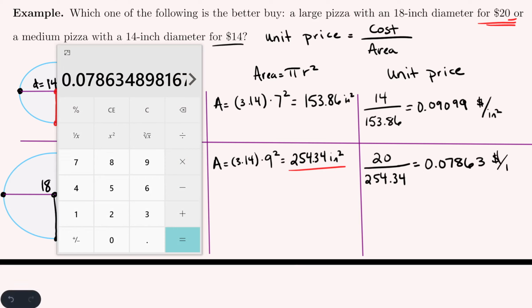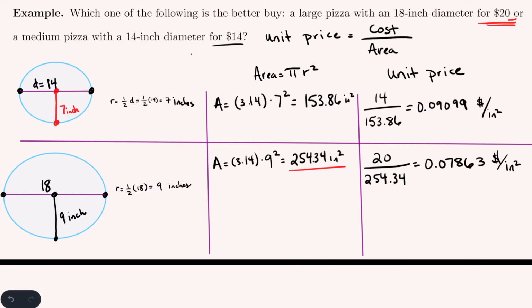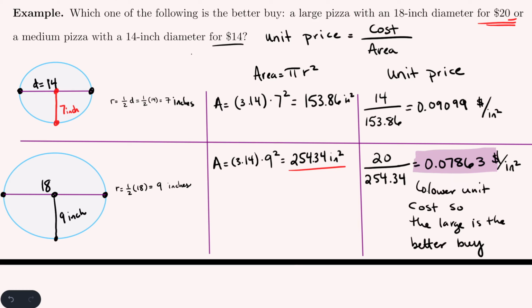Dollars per square inch. And as we're considering which is the better buy, we're looking for which one gives us the least cost per unit. So that would be the large pizza. It is about 7 cents per inch squared, compared to the 9 cents per square inch of the medium. So we'll just write down, since this is the lower unit cost, the large pizza is the better buy.